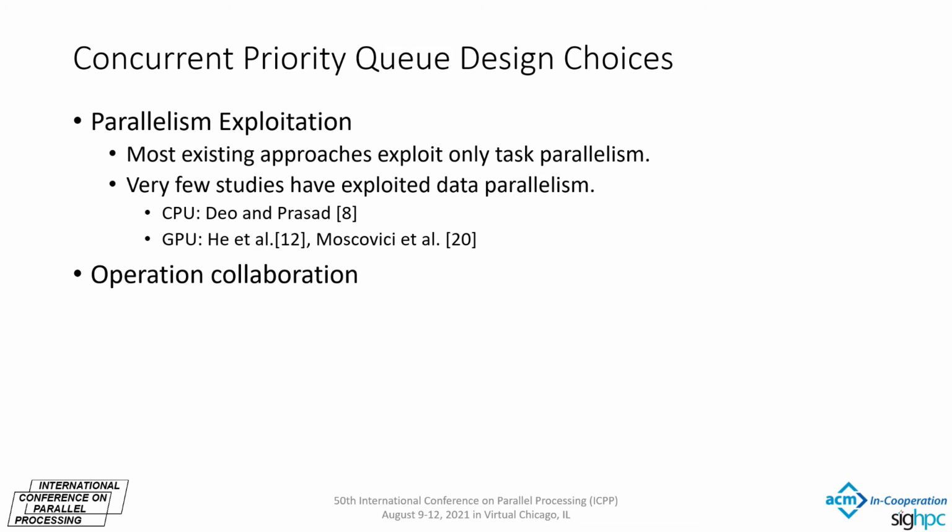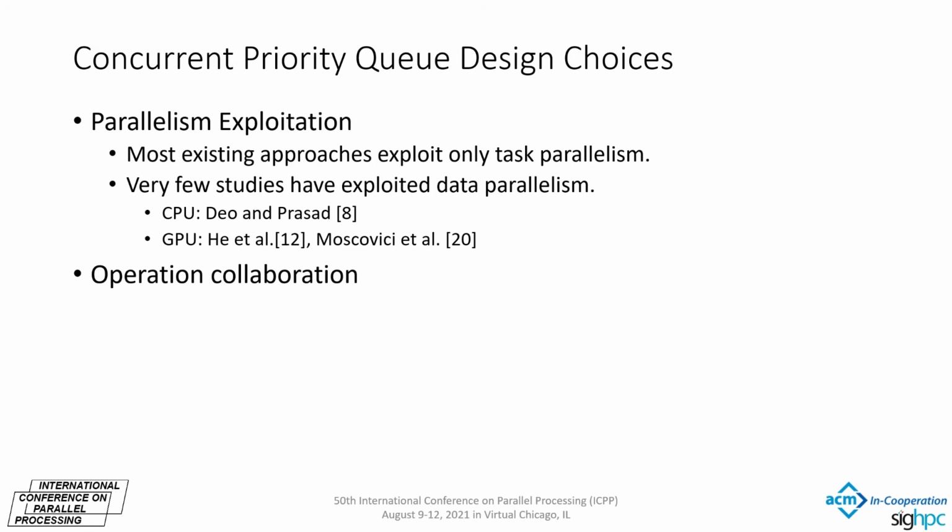While the GPU skip list by Moskowitz explores data parallelism in the lookup stage, a concurrent priority queue implementation on GPUs must support both data and task parallelism. Modern GPUs are equipped with hierarchical parallelism. It is task parallelism at the coarse-grained level, and at the fine-grained level, it's also data parallelism.